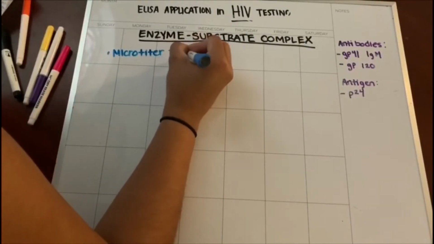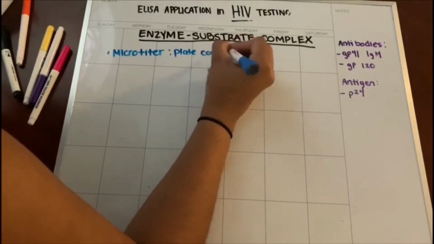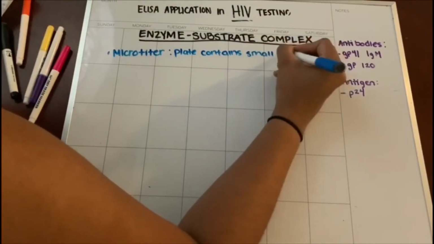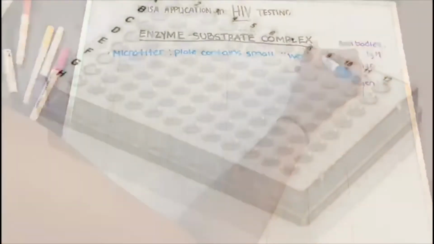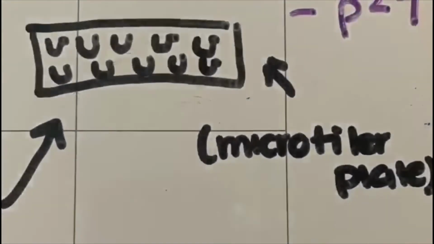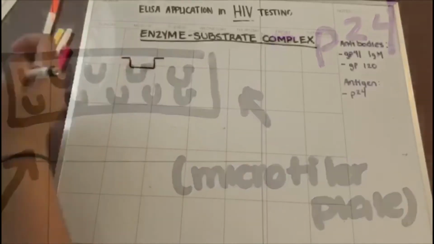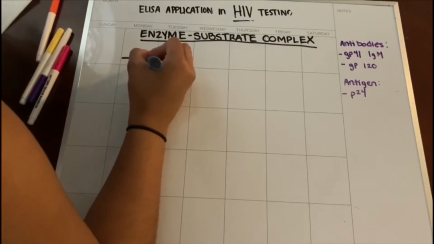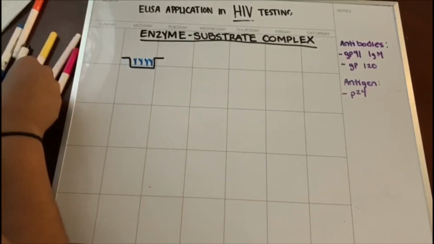Plate is a flat plate with multiple wells used as small test tubes. The following picture is an actual microtiter plate used in lab, and the following image is how I will be representing it on the board. Here's a quick breakdown of the complex. If you would zoom in on one of the microtiter plates, it will be containing the following.